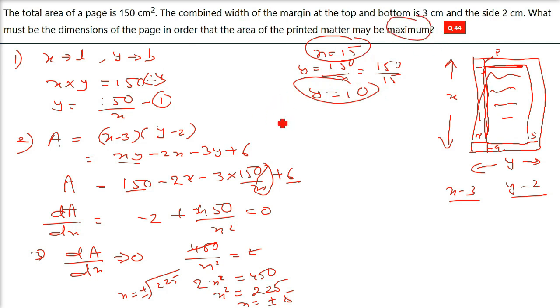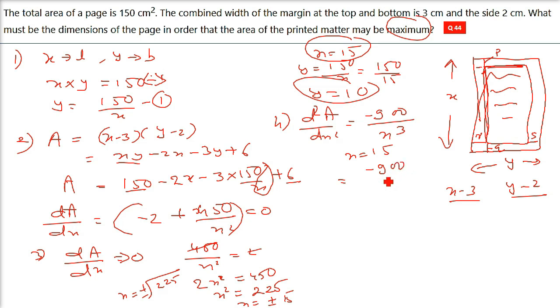Now you have to show one more part, which is the maximum part. So once you go along with this, you have to differentiate it again. I'm double differentiating it right now. When you double differentiate it, this negative 2 will be 0. For 450 by x square, you differentiate 450 x to the power minus 2, and you will get negative 900 divided by x cube. You put x equals 15, because we have just discarded x equals negative 15. So you don't worry about the number, you worry about the sign.